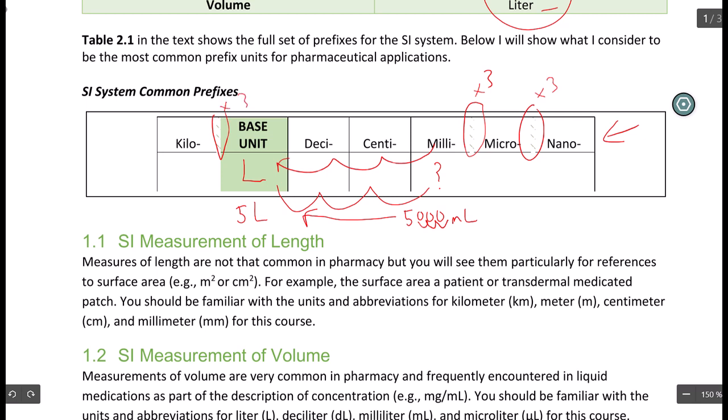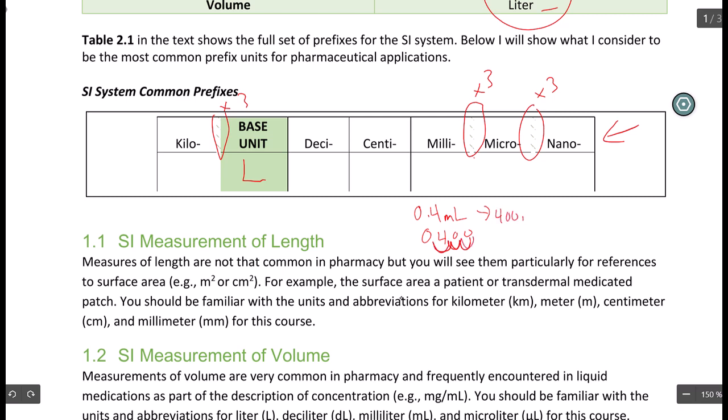So if I had something that was, let's say, an example here, keeping with the liters, if I had 0.4 milliliters, how many microliters is that? I would be moving my decimal point 1, 2, 3 points over, because this is 3. So 1, 2, 3, and I would get 400 microliters, right? Or some people might call it microliters. If I wanted to go nano, I would go 3 over.